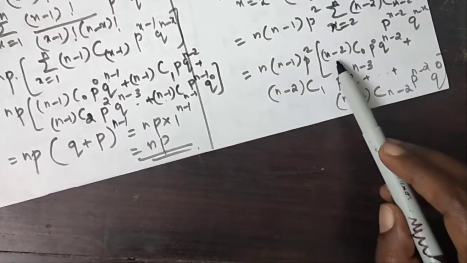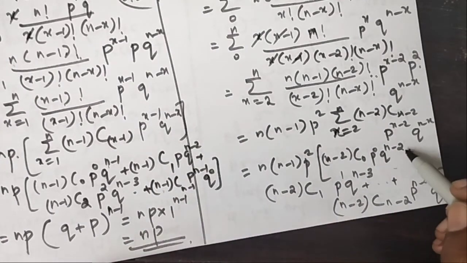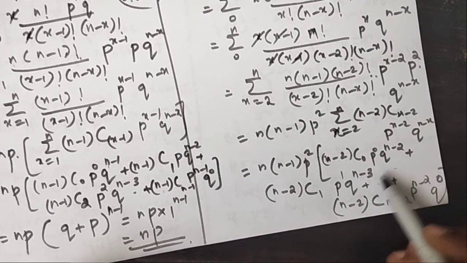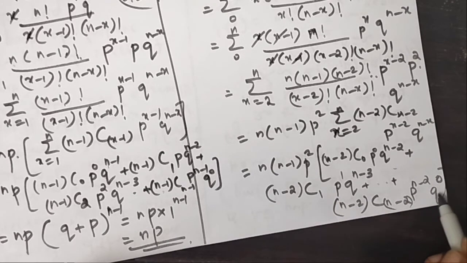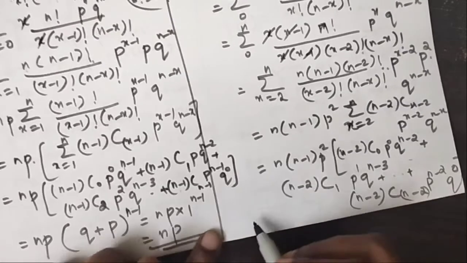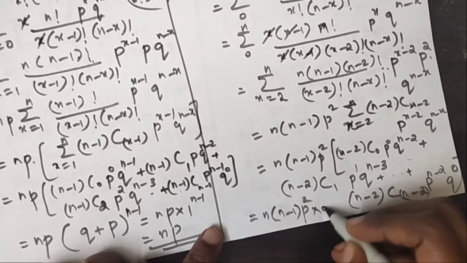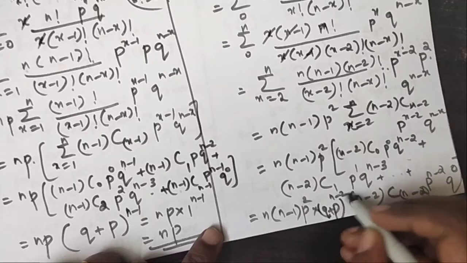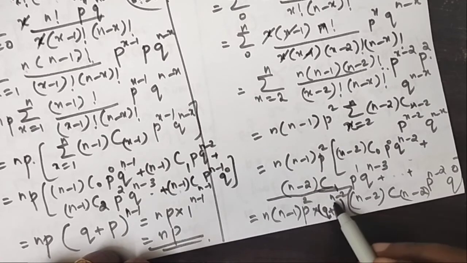Okay, so what is it? n minus 2 C 0 is 1, p raised to 0 is 1, q raised to n minus 2 only. So the first term is q raised to n minus 2, etc. The last term is n minus 2 C n minus 2 is 1, q raised to 0 is 1, so p raised to n minus 2 is there. So it is n into n minus 1 into p square into q plus p the whole raised to n minus 2. Q plus p is 1. So it is n into n minus 1 into p square.